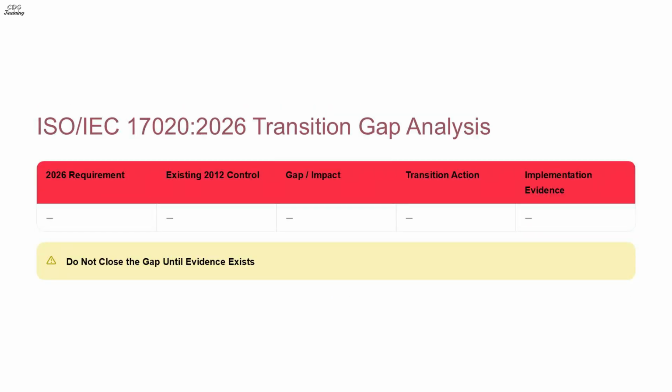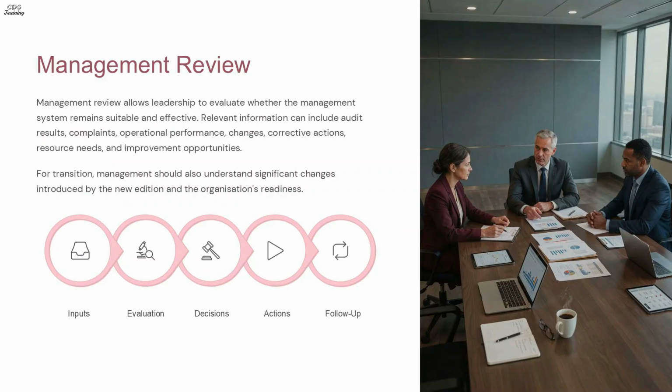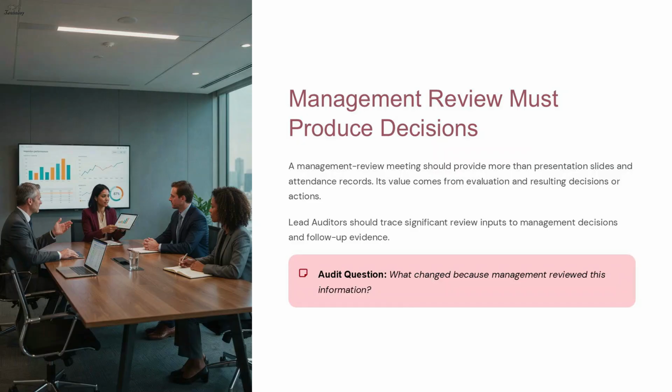The transition gap analysis identifies gaps and impacts, guiding transition actions and implementation evidence. Do not close the gap until evidence exists. Management review evaluates the management system's effectiveness and readiness for transition. It involves inputs, evaluation, decisions, actions, and follow-up. A management review meeting should lead to decisions based on evaluation and actions. Lead auditors trace review inputs to management decisions and follow-up evidence.